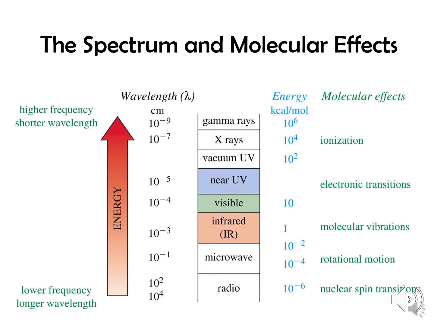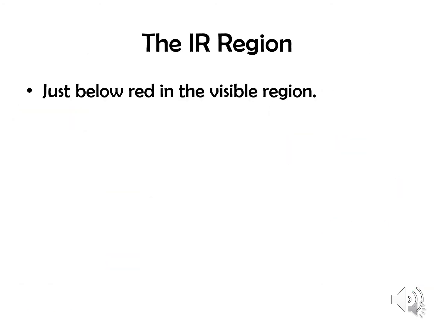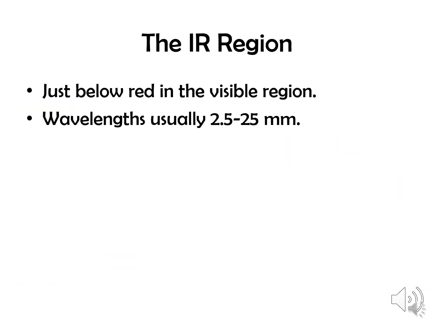So here's what we're talking about in terms of the infrared light. It's in the wavelength of 10 to the minus 3 centimeters. It's in the region where you're seeing molecular vibration. So this is for molecular type analysis. You can look at molecules with infrared light. Okay. The infrared region is just below red in the visible region.